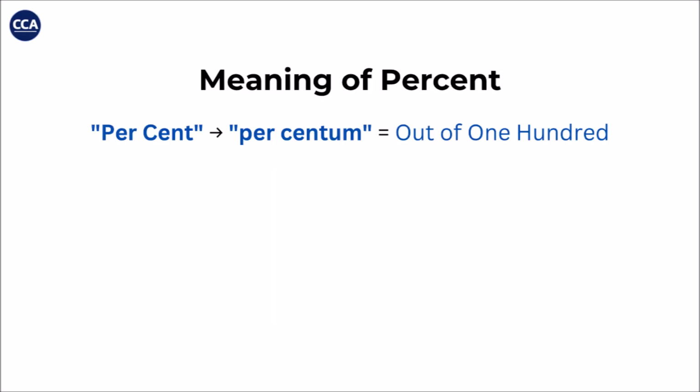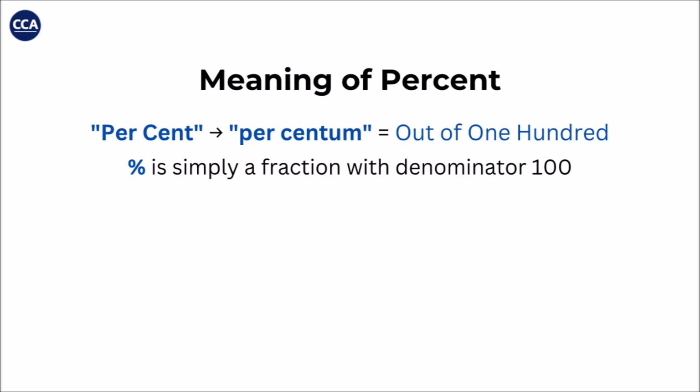The word percent comes from the Latin phrase percentum, which means out of 100. So, a percent is simply a fraction with a denominator of 100. That is the complete definition. Nothing more complicated than that.